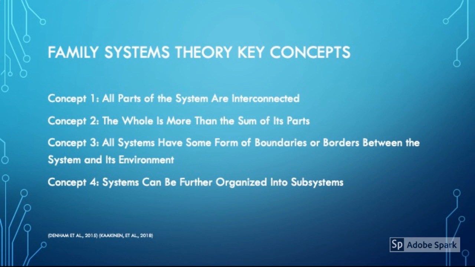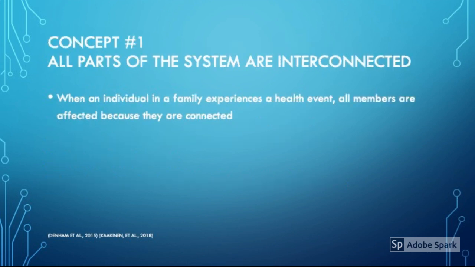The family systems theory has four key concepts. These are: all parts of the system are interconnected, the whole is more than the sum of its parts, all systems have some form of boundaries or borders between the system and its environment, and systems can be further organized into subsystems. Concept one is when all of the parts of the system are interconnected.